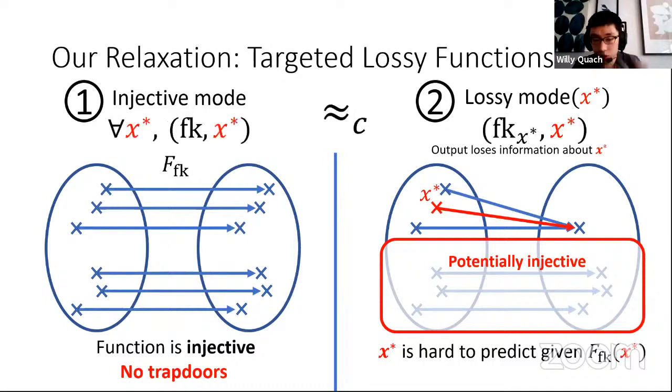And last, we have to strengthen a tiny bit the indistinguishability requirement between the modes, because the function key in targeted lossy mode with respect to X star will depend on X star, and we don't want this to reveal information about X star, essentially. So what we'll require is that the function key should be indistinguishable even given X star. Yeah, so that's our notion of targeted lossy functions.